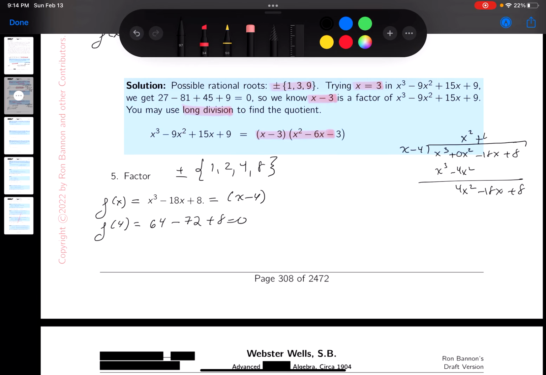So plus 4x. That's 4x squared. And then you're going to get, let's see, minus 16x. Subtract, you get minus 2x plus 8. That would give you minus 2x plus 8. You get 0. So what do you get over here? We get x squared plus 4x minus 2.